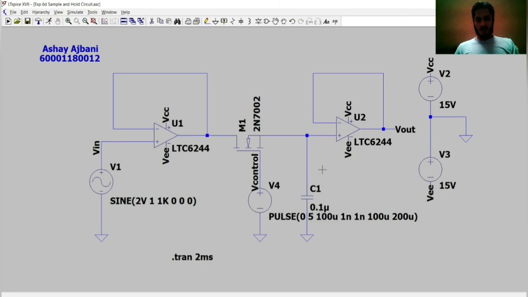constant voltage. Now, whenever Vcontrol is 5 volts, which is the maximum value, both the circuits will get connected, and the input which is applied to this op amp will similarly reach here, and the capacitor will go on charging, which means that basically it will follow the input signal. Now have a look at the output in order to get a better view of the circuit.